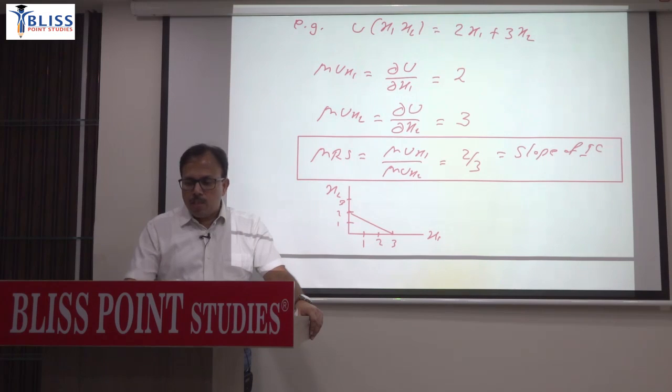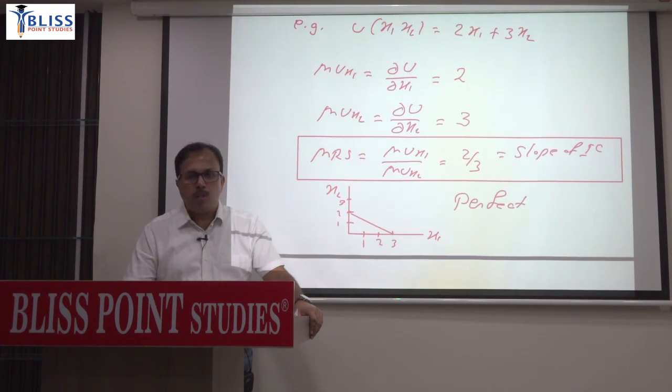And when this indifference curve became a straight line, note that this is going to be the second function, and that second function is perfect substitute.